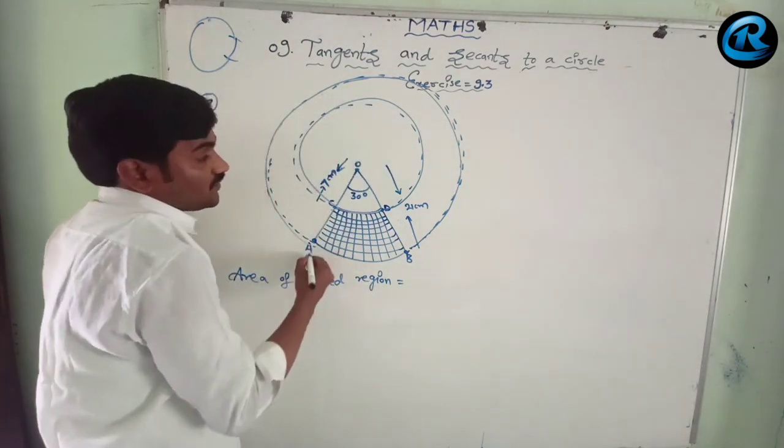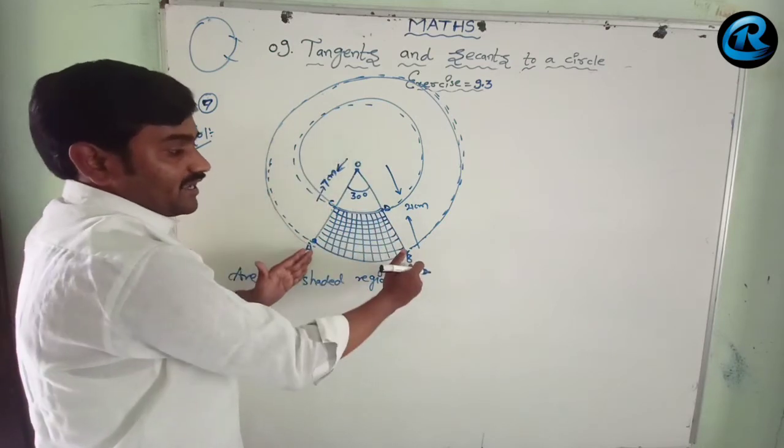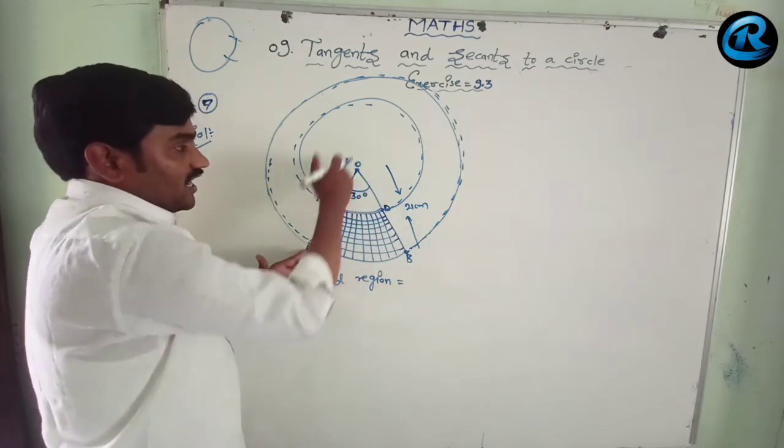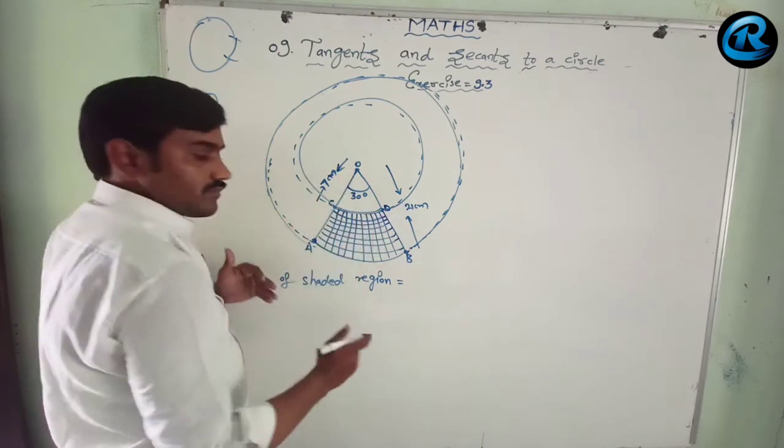Area of the shaded region is equal to... these two are like sectors. You see, the area of the bigger sector, area of sector AOB, minus the area of sector COD.